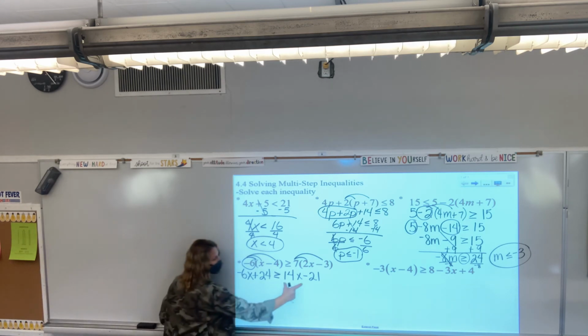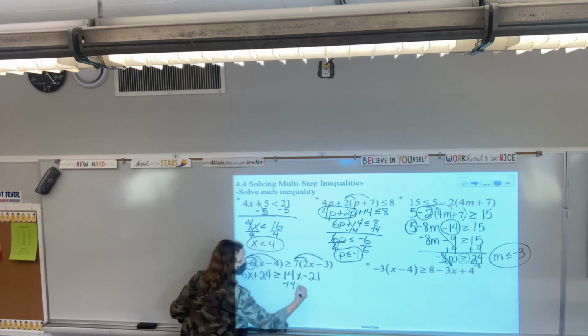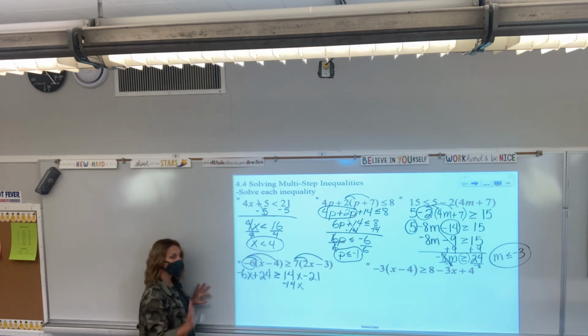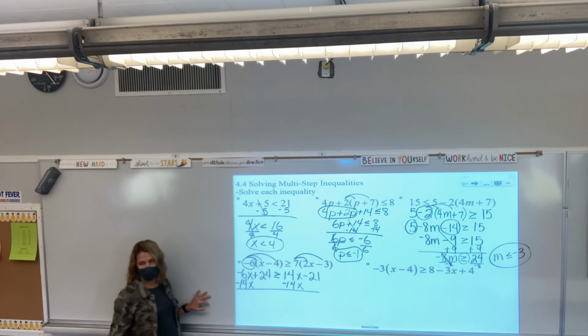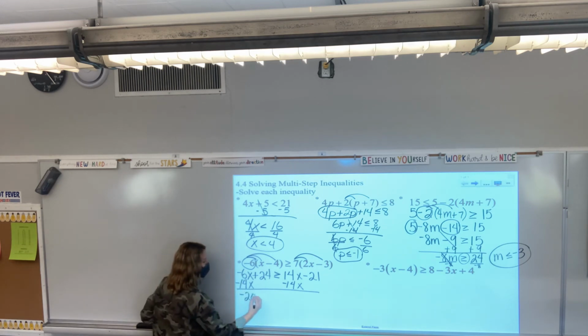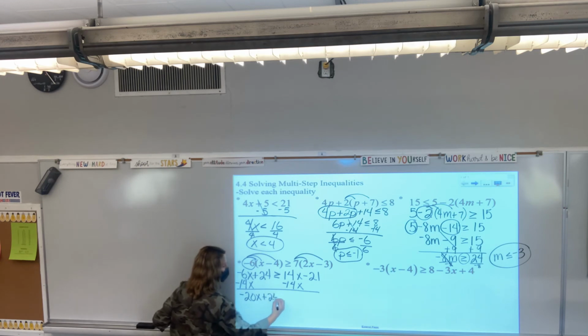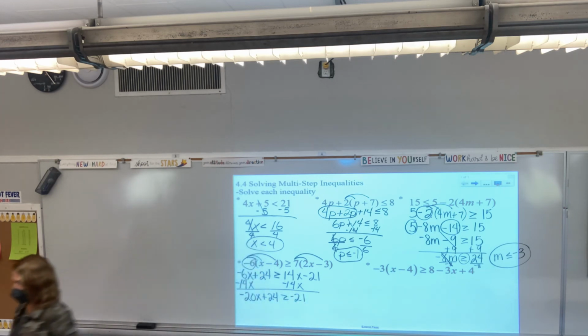So I'm going to take this 14, I'm going to move him over. So he's going to be subtracting. When you're adding and subtracting, there's no sign changes. Okay? I don't have to worry about my inequality changing. It's negative 20x plus 24 greater than or equal to negative 21. Am I good so far? Did I make any mistakes? I do that sometimes, especially on Mondays.